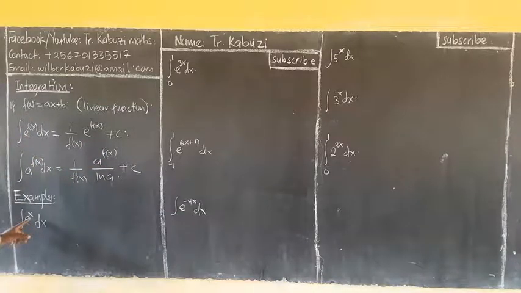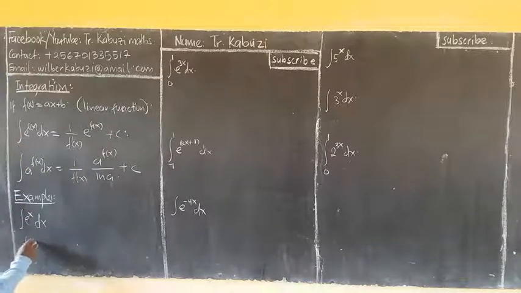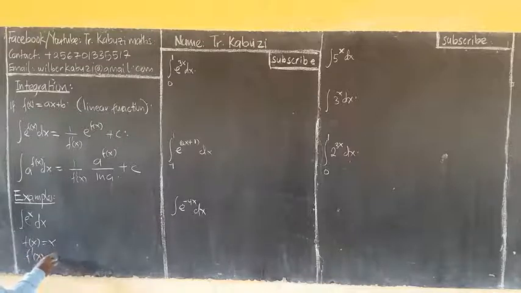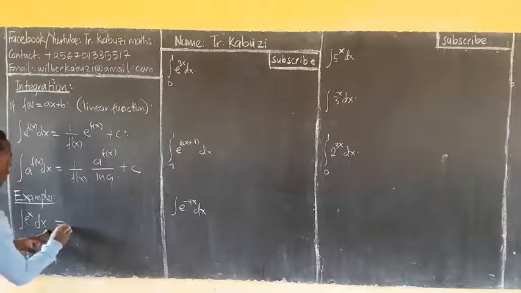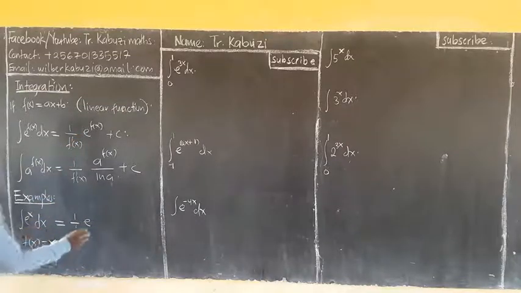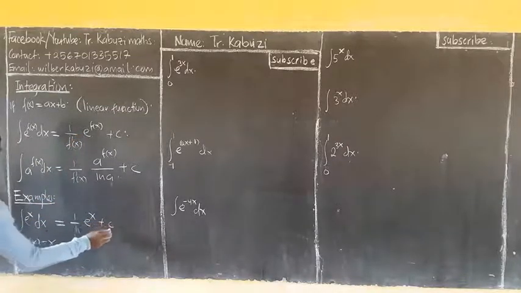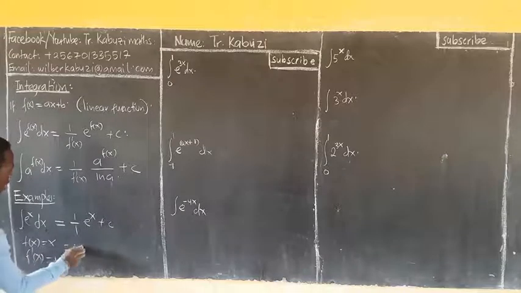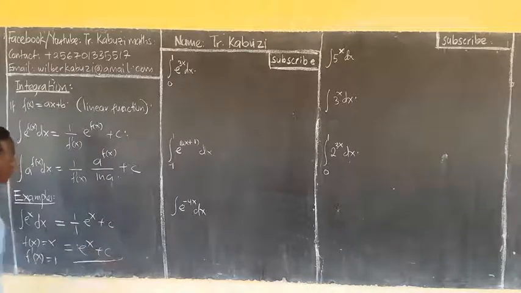So in the example we have here, if we compare, our f of x is x. When we differentiate it, we get 1. So this would be 1 over 1, then the exponent of f of x, which is the same as x, plus c. So whenever you integrate this, you get e to the x plus a constant.